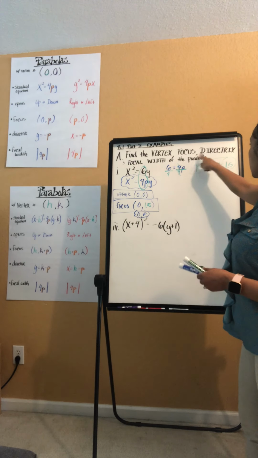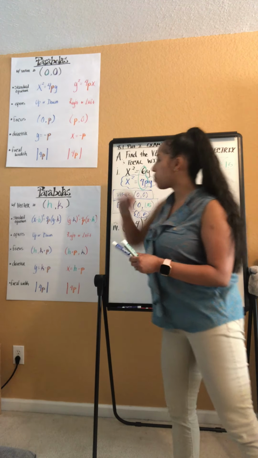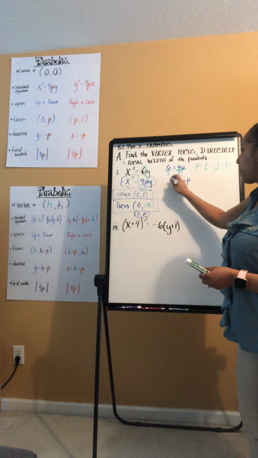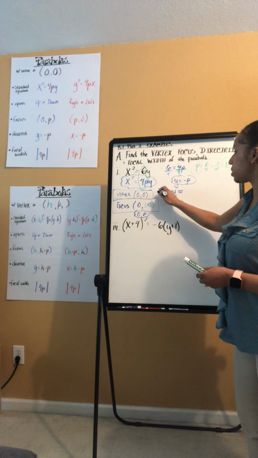All right, then I said the directrix. The directrix, again, on the blue side, the directrix equation is y equals negative p. All right, so that'll be y equals, oh, let me say what this is.